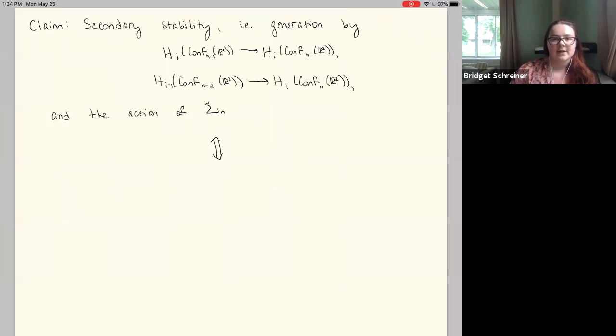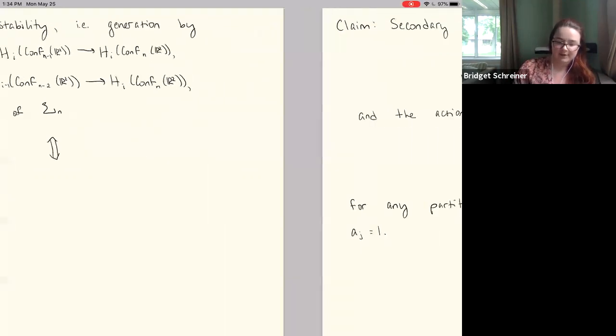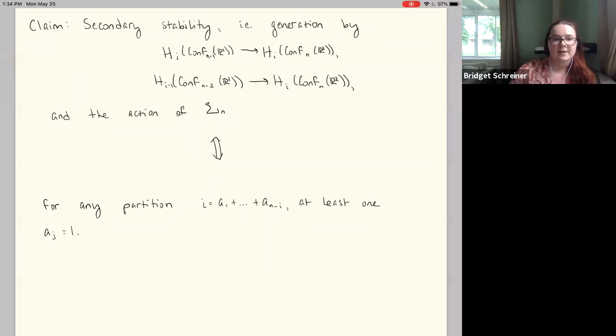And so when we're thinking about what secondary stability looks like, we want to know for which n we have all possible new classes being generated by these two maps. And the claim is that this corresponds to taking any partition of i into n minus i parts, at least one of those numbers has to be 1. So if we're looking at secondary stability, we're looking for all new classes to have either already appeared or to have come from a partition of i minus 1 by just adding 1.